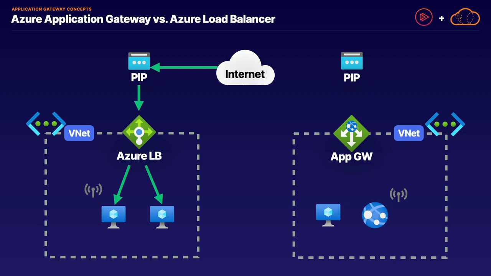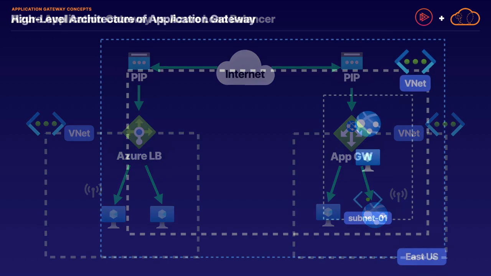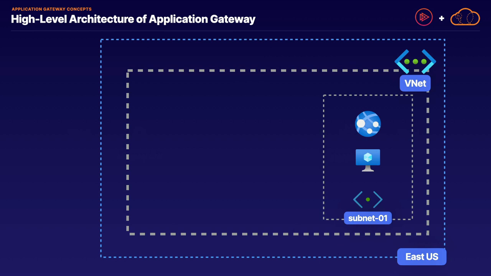Now, traffic comes in from places like the internet via our Application Gateway's front end public IP, and then a routing decision is made to route the traffic to the correct target in the backend pool, be that a VM resource, an app service, an IP address, an FQDN, or a VM scale set. At a high level, the architecture of Application Gateway looks like this. In our region, we have a virtual network, and we have a subnet. And in our subnet, we're going to have our compute resources.